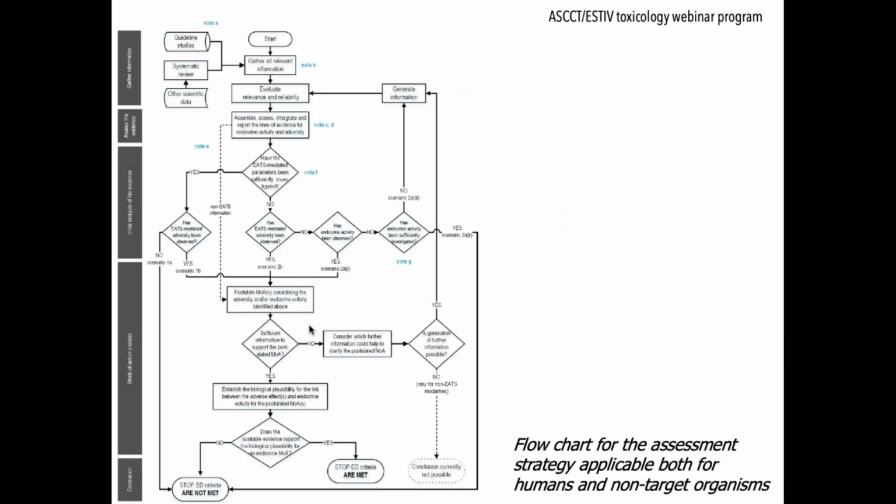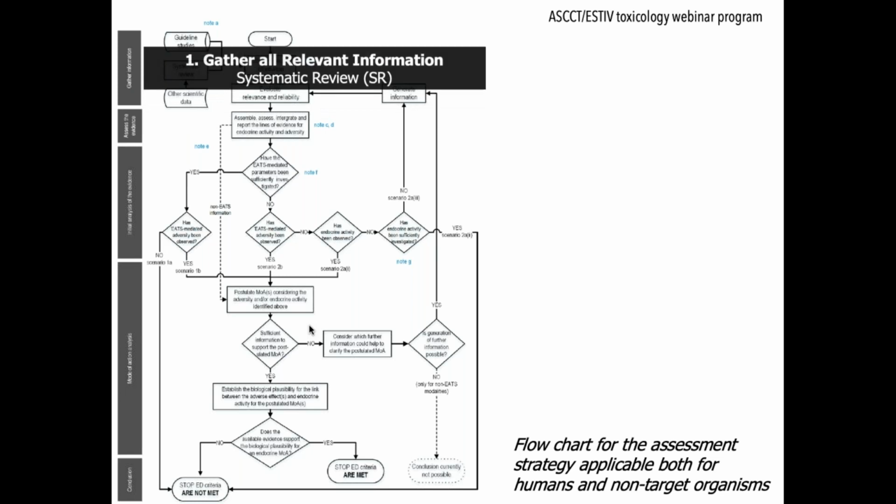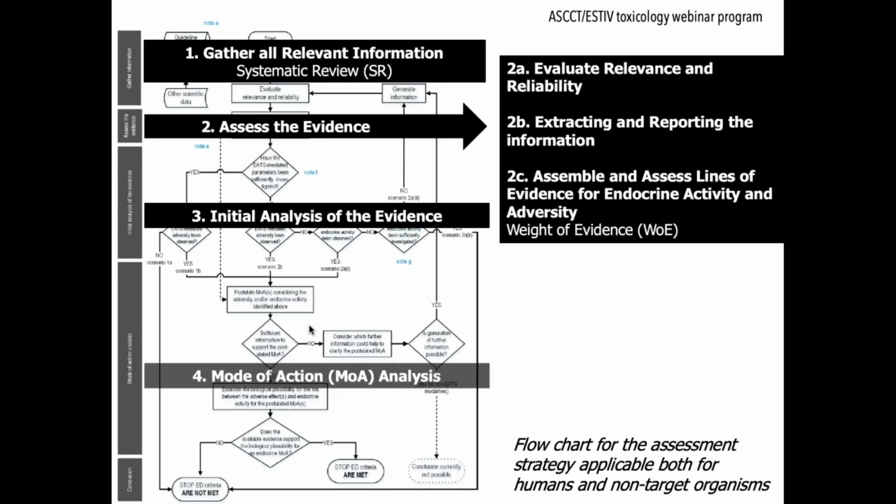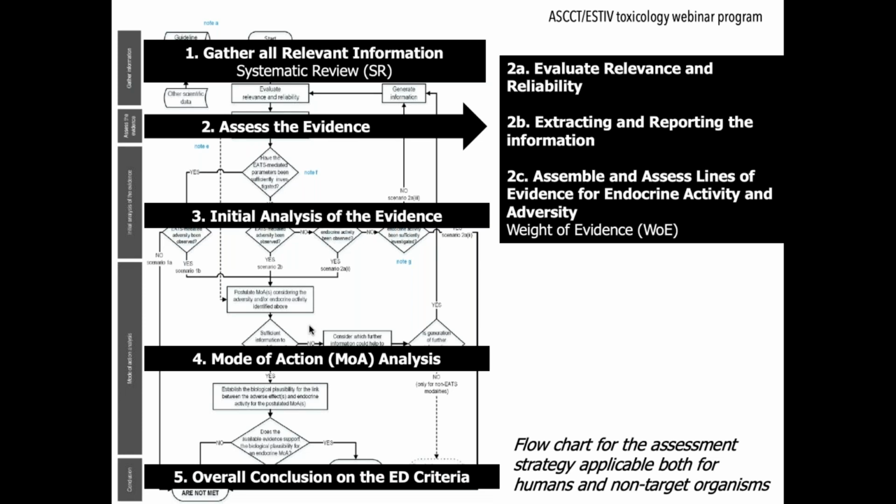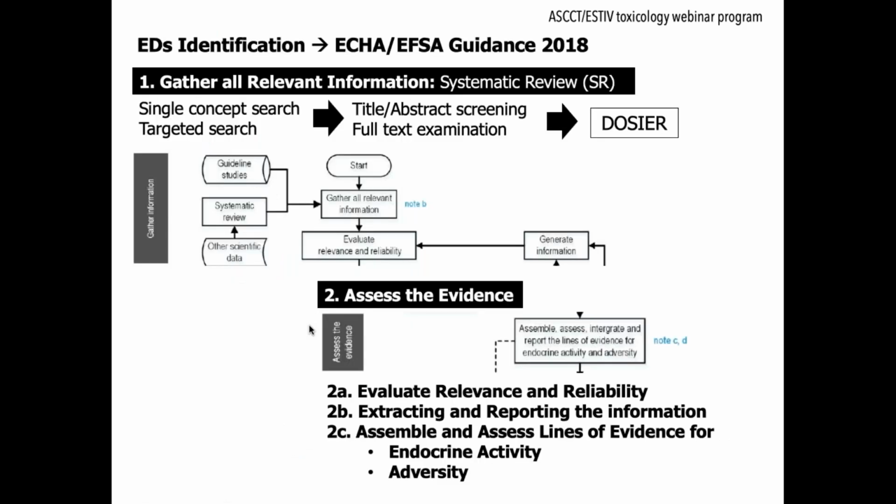So here you can see the flow chart for the assessment strategy presented in the guidance. As you can see here, it consists of 5 steps. First, gather all relevant information. Then assess the evidence, which includes evaluating relevance and reliability of the data, extracting and reporting the information, and assembling and assessing lines of evidence for endocrine activity and adversity. Then the third step, initial analysis of the evidence, then mode of action analysis, and finally, an overall conclusion on the ED criteria.